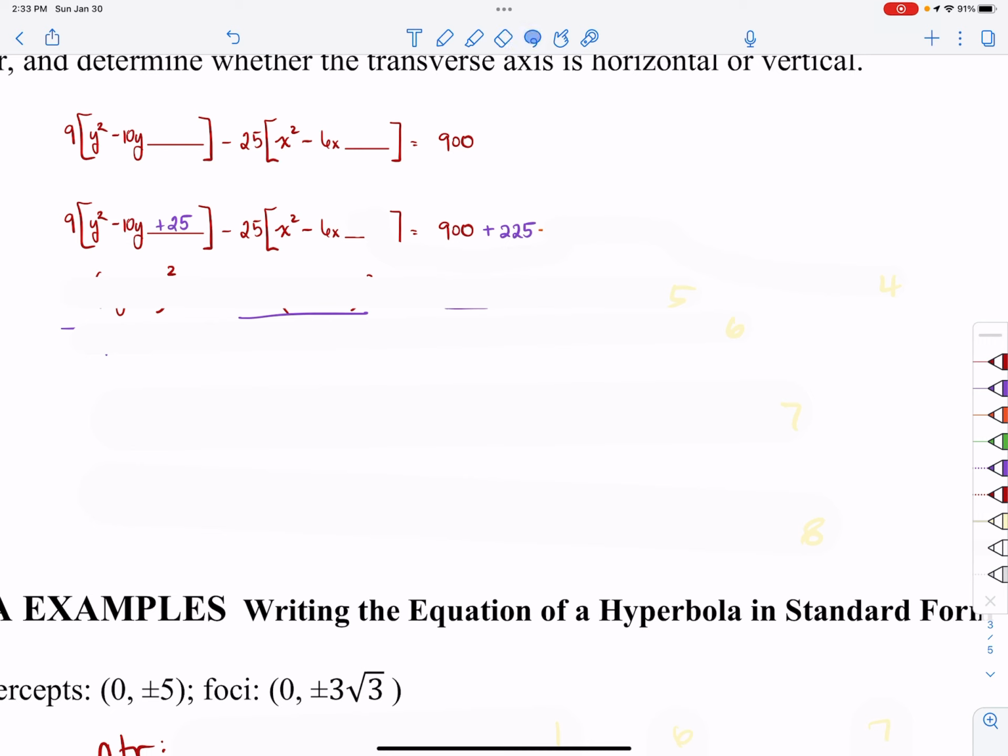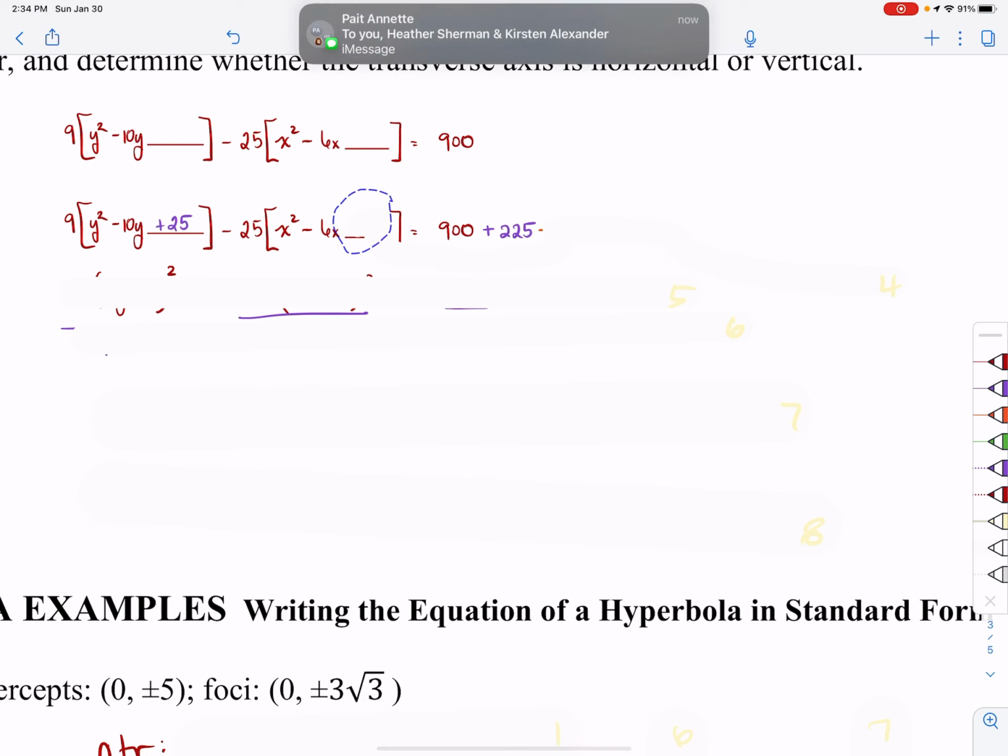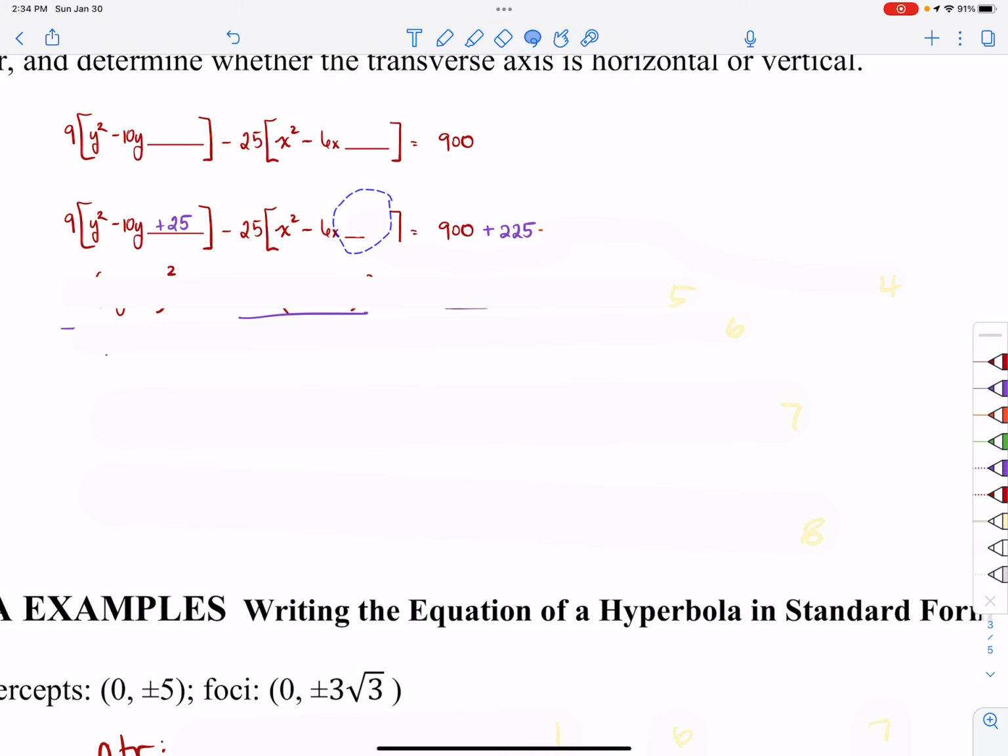Then we'll do the same thing with the y's. Half of -6 is going to be -3. When we square it, that's going to give us a +9. So in the blank, we're going to have a +9. But this is actually the value of a -25. When you have a +9 times a -25, that's going to give me a -225.